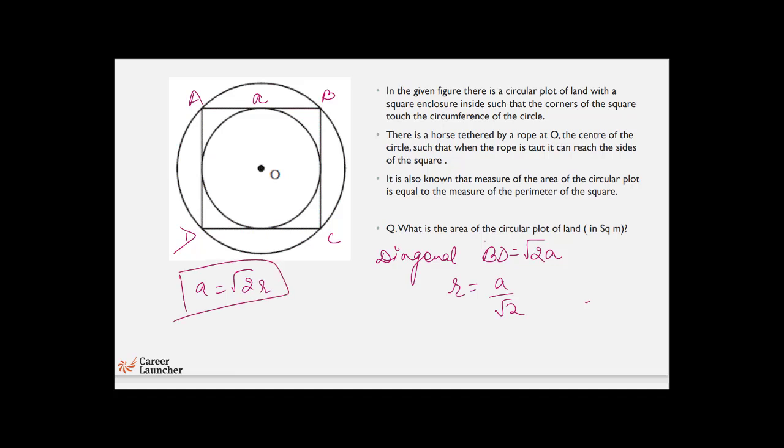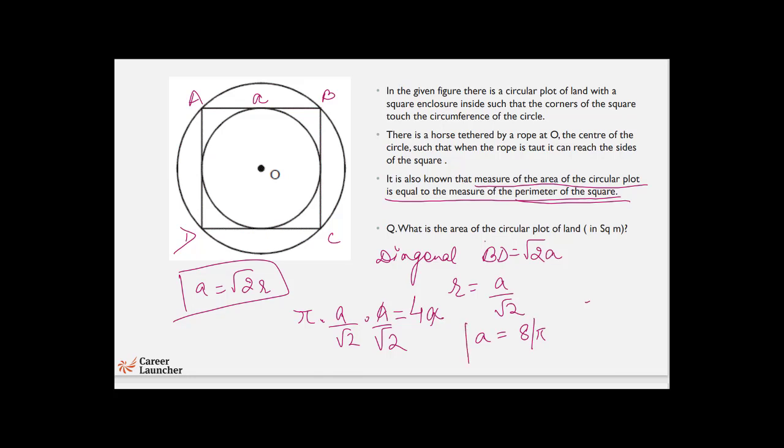So from here we can say R is equal to A by root 2. Now according to the question, it is given that the measure of the area of the circular plot is equal to the measure of the perimeter of the square. Now what is the area of the circular plot? Pi r square, where r happens to be A by root 2. So pi r square means pi into A by root 2 into A by root 2. This is given to us as equivalent to the perimeter of the square. Perimeter of the square is 4A. And from here we get that A is equal to 8 upon pi units.